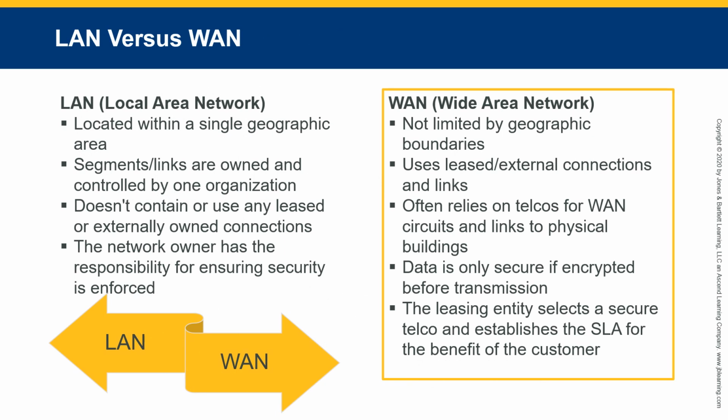So I've used terms like LAN and WAN. A LAN is basically a local area network. These are located within a single geographic area. Segments and links are owned and controlled by the organization. That means the wires connecting all the systems together are owned by the organization, that is their network. It doesn't contain or use any leased or externally owned connections.